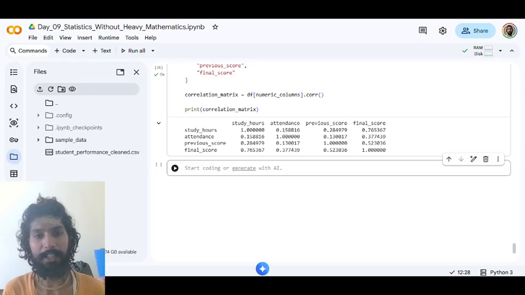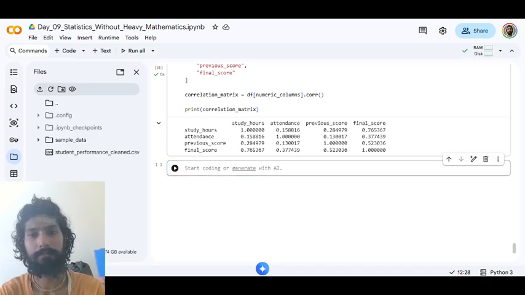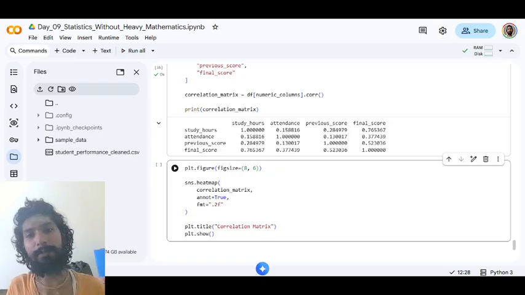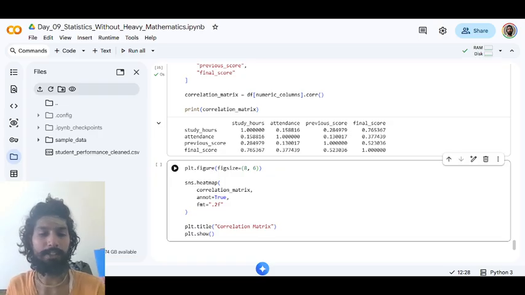A heat map makes the correlation matrix easy to understand. Before running the cell, predict what annot equals True will do. It will display the correlation values inside the heat map cells. The argument fmt equals .2f displays each number using two decimal places. Now run the cell.